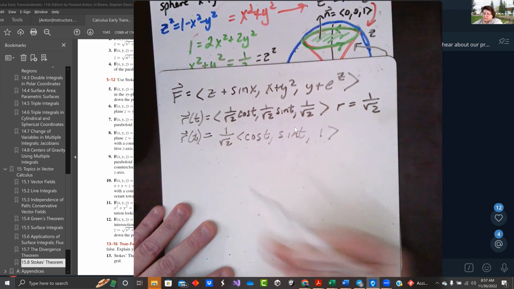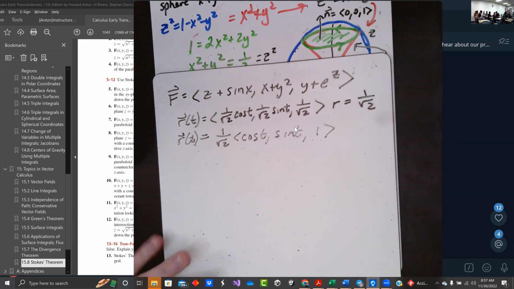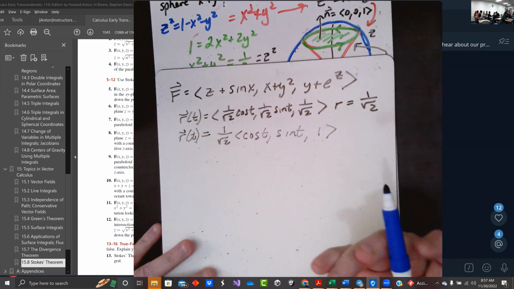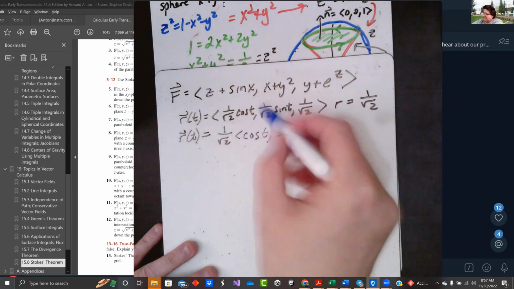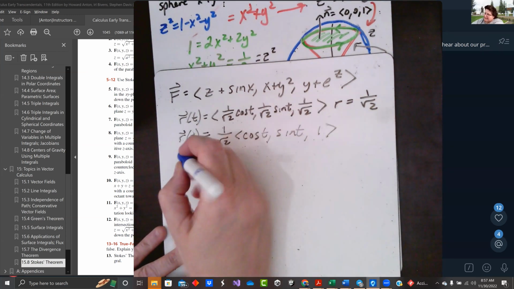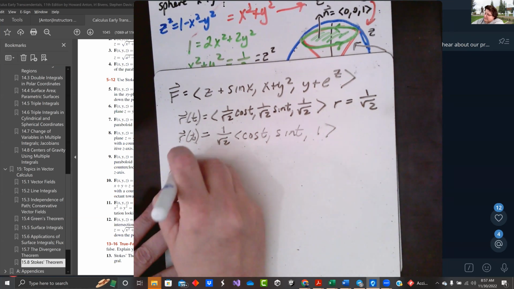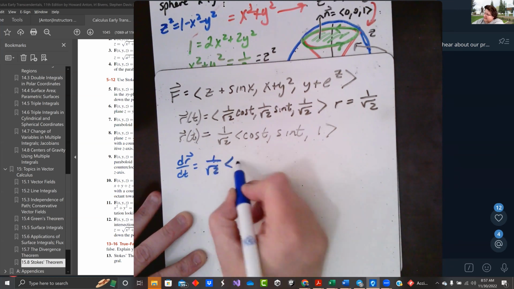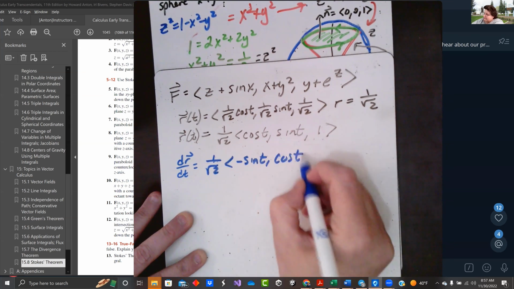This is a translation of r. The F will use that r, but r doesn't get interaction from the F. We're going to have to plug in stuff to do it, but it would get ugly. dr dt is 1/√2 times negative sine t, cosine t, and 0.